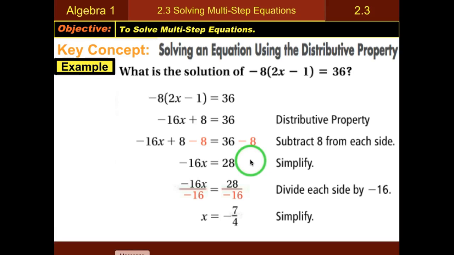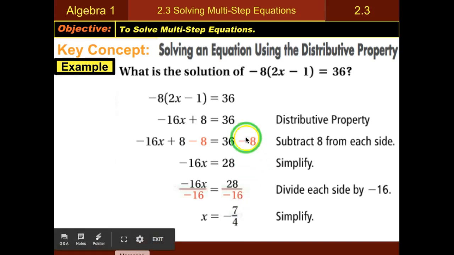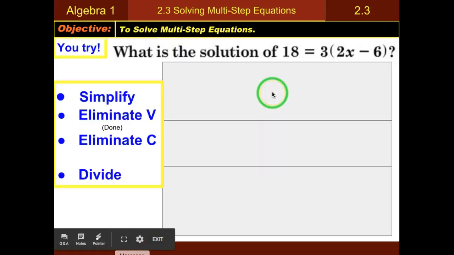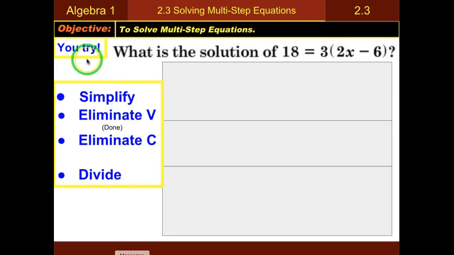Okay, it didn't say it had to be a fraction, and since it's not rounded off, it's just as good as -7/4. So here was the U try.